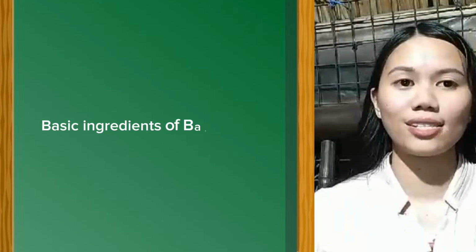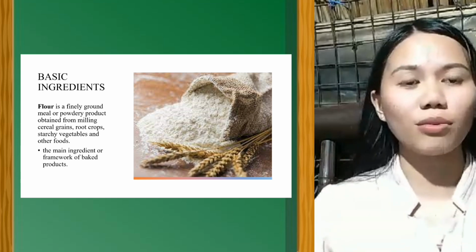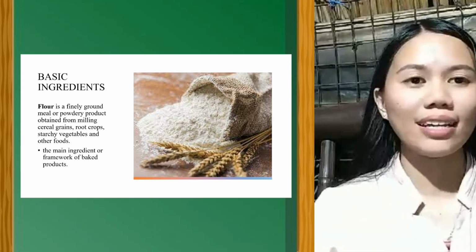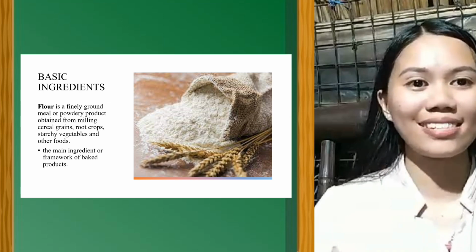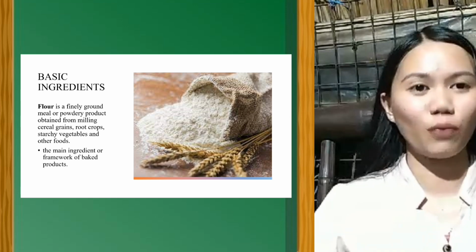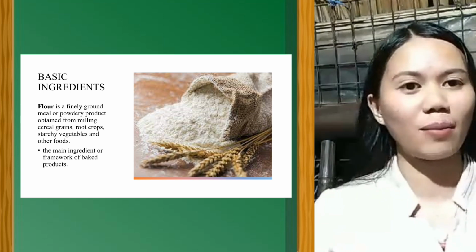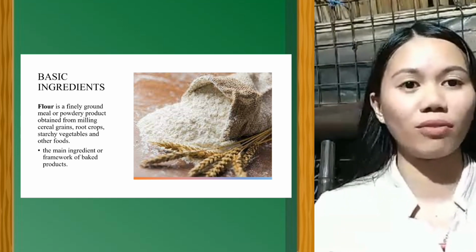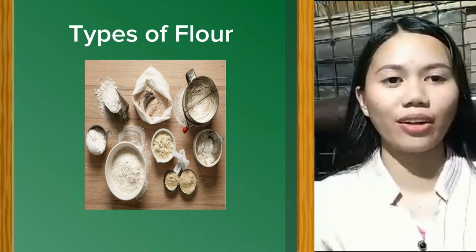Now let's tackle about one by one the basic ingredients of basic baking. So the first one is the flour. We are familiar with the flour. So kung walang harina, hindi mabubuo ang isang tinapay because it contains the structure of dough. So, kung walang harina, talagang hindi mabubuo ang isang tinapay kasi it is the main ingredients of the baking product or the baked product. So, there are different kinds of flour.